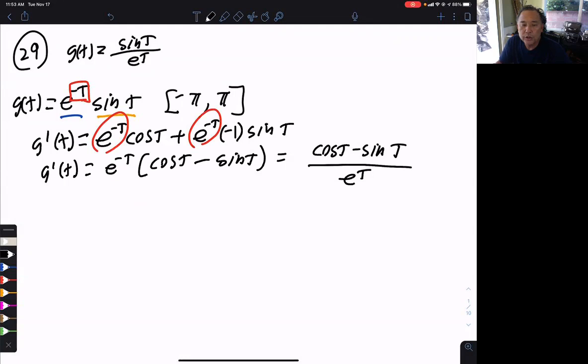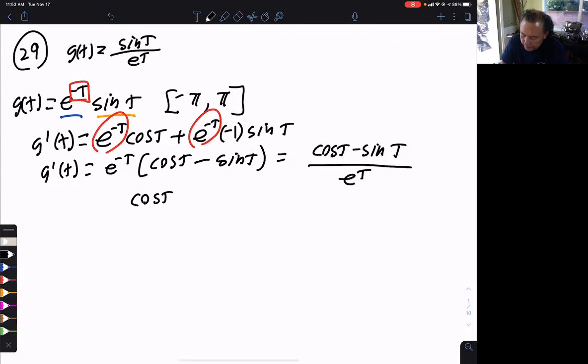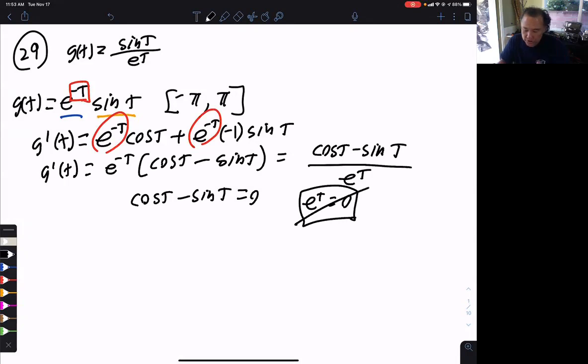What are the critical points? The critical points are the points where the derivative is 0 or does not exist. It'll be 0 when the numerator is 0. And it will be non-existent when the bottom is 0. But that never happens, so we can ignore that. So our critical points will be the top situation.